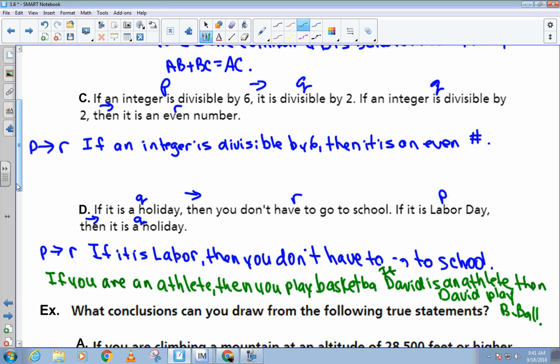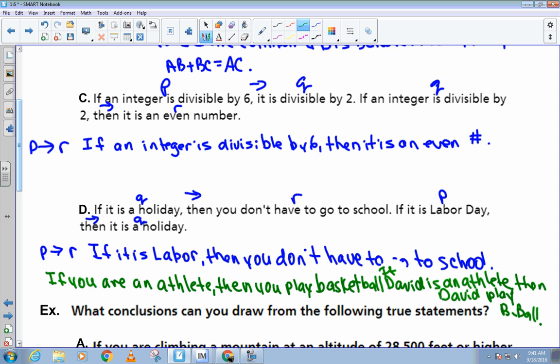If you're an athlete and you play basketball, if David is an athlete and David plays basketball, which one is that? It's the detachment one, right? Because you have a generic if-then statement, and then we reference the hypothesis and conclude the conclusion. Okay? All right?